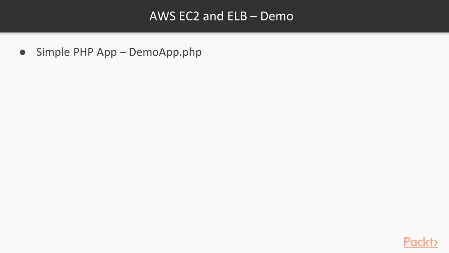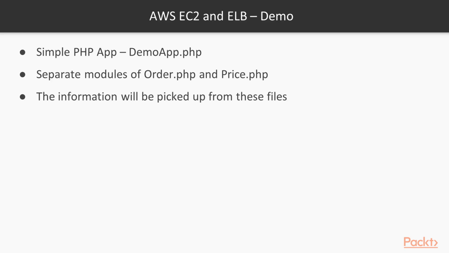So we're going to have a simple PHP app. Now this app has a demo app.php that will be our front page, our presentation layer. Then I have separate modules of order.php and price.php. So in order to segregate services, I'm going to have one separate service for order.php and one separate for price.php. The information from these particular PHP files will then be picked up by our demo app.php.